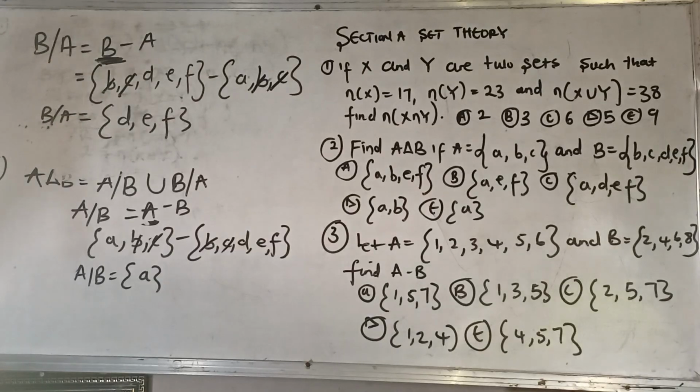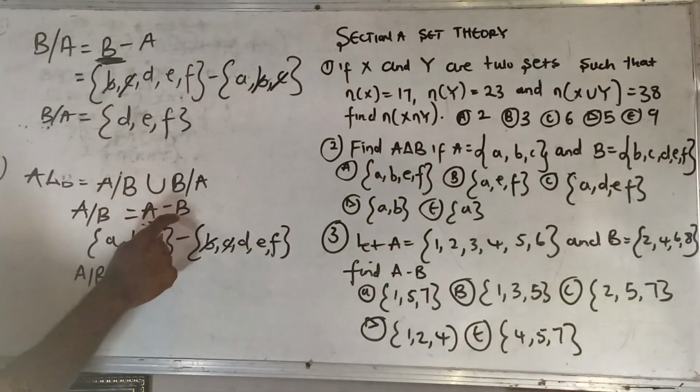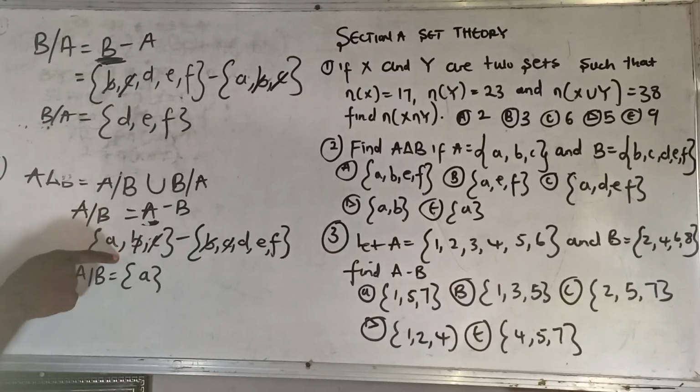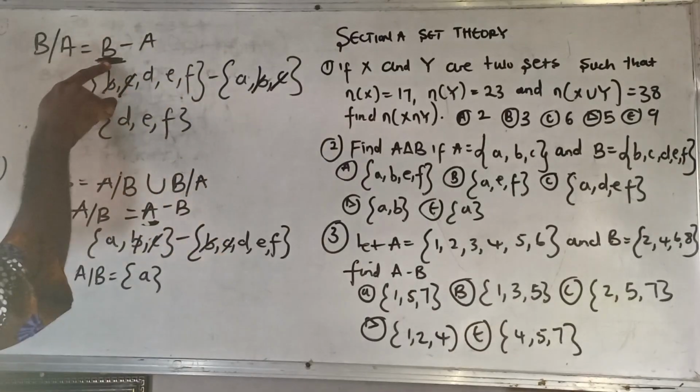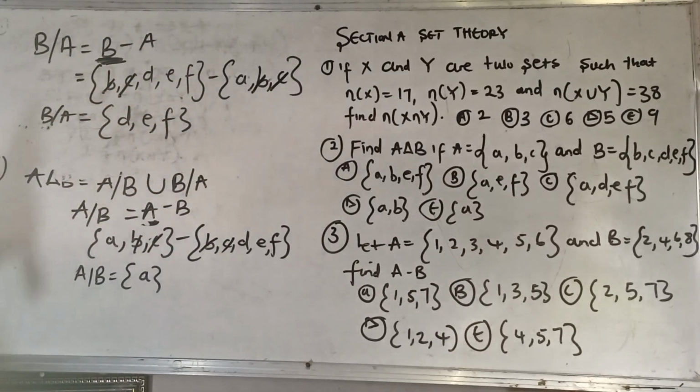Do you understand? Yes, sir. That is what is remaining. Remember that A minus B, you consider the elements remaining in A. B minus A, you consider the elements remaining in B. Do you understand? Yes, sir. So let's move to the last one now.